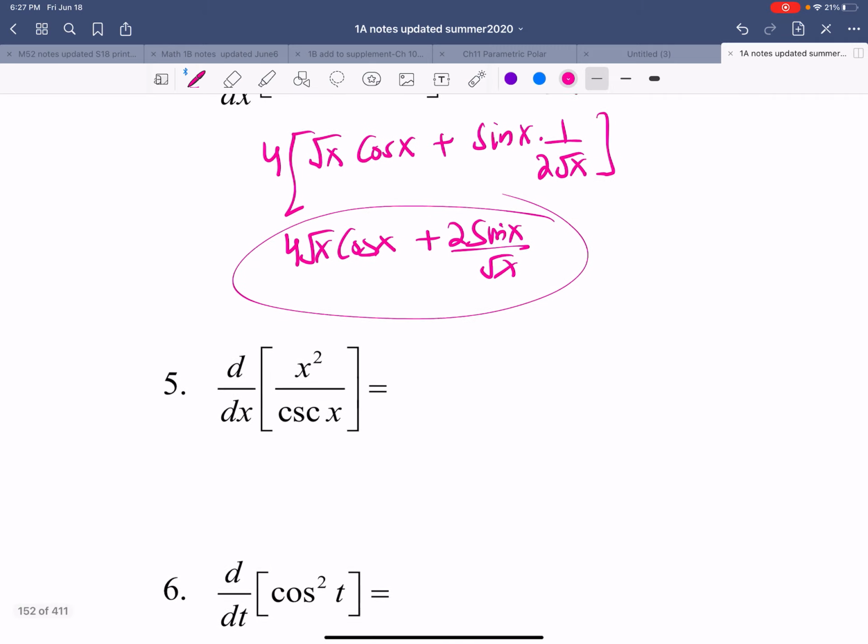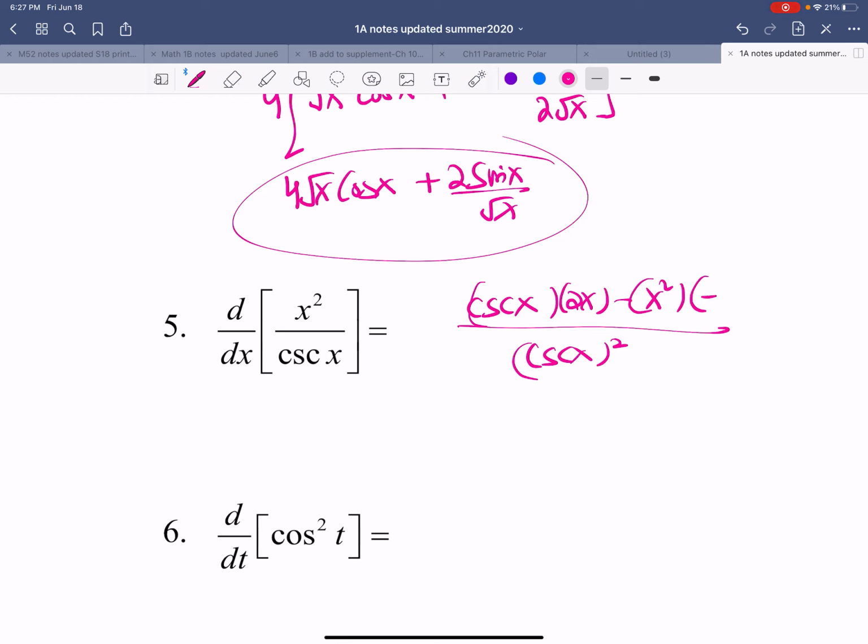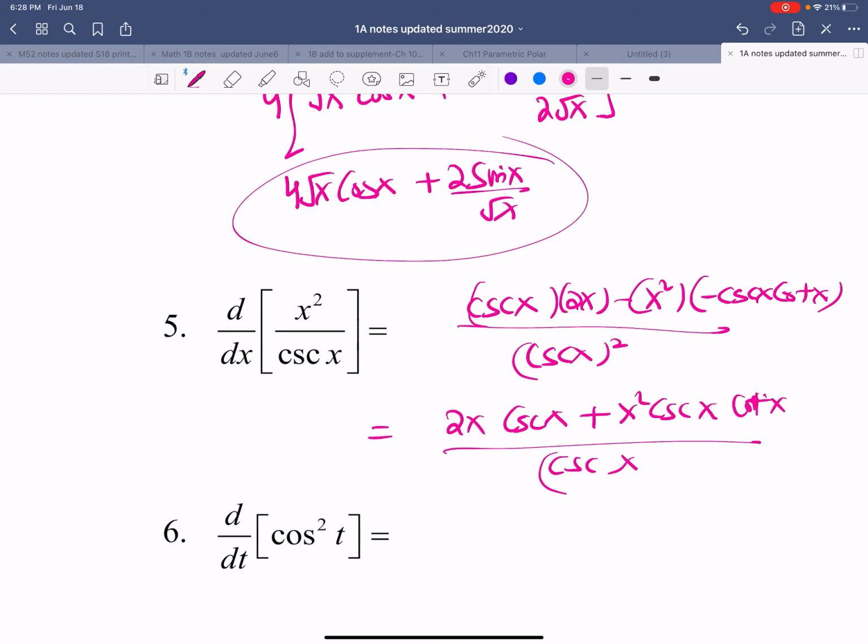Next we have x squared over cosecant x. This is going to be a quotient rule because we have a quotient. Low in the denominator, cosecant x, lower term times derivative of higher term, which is 2x, minus higher term times derivative of lower term. Derivative of cosecant x is negative cosecant x cotangent x. A little bit of cleaning up: 2x cosecant x plus x squared cosecant x cotangent x over cosecant squared x.